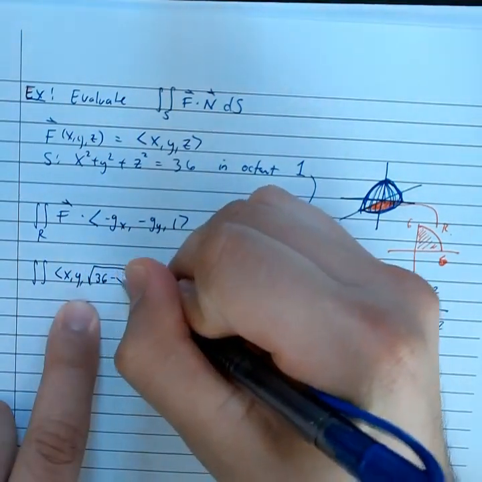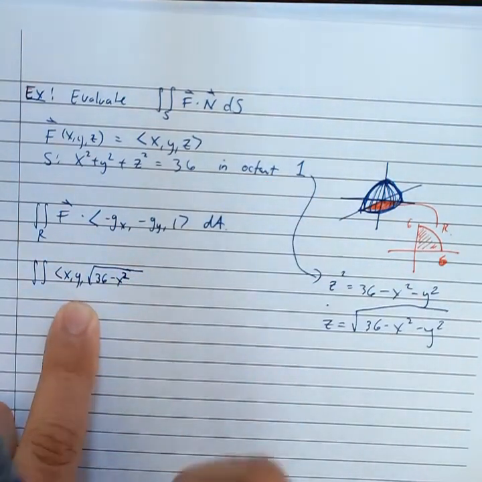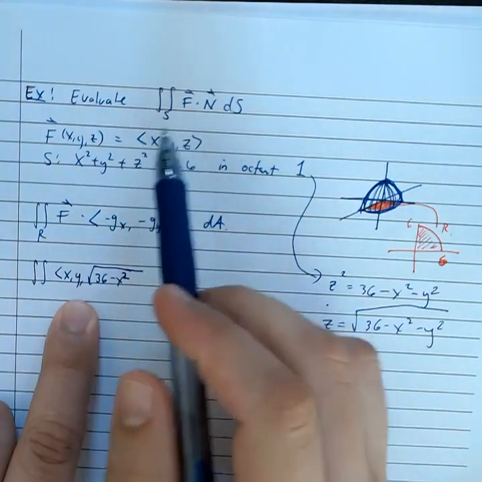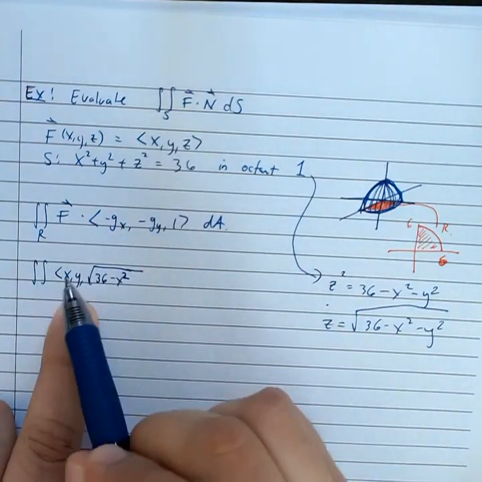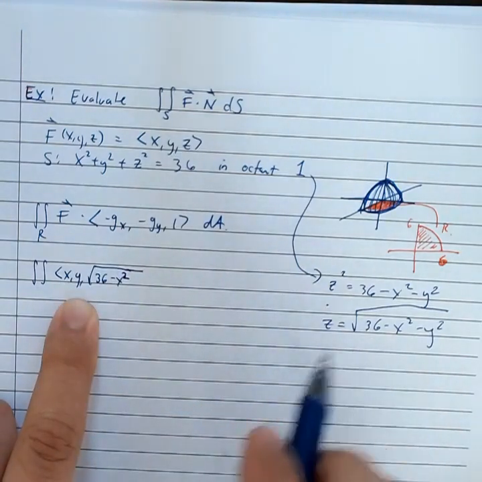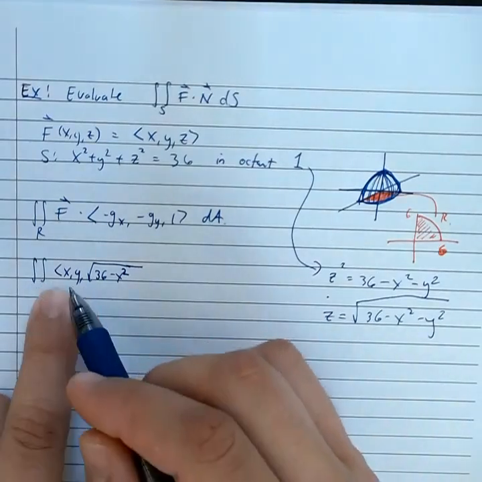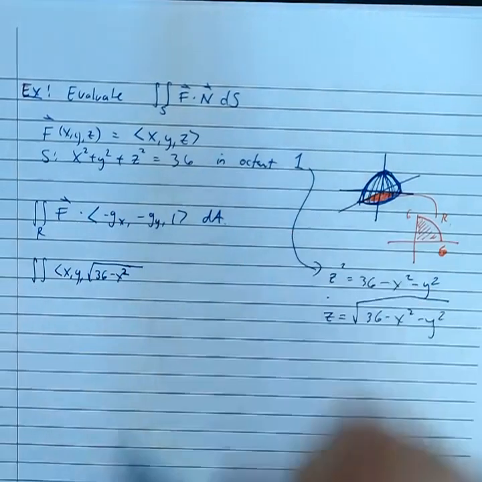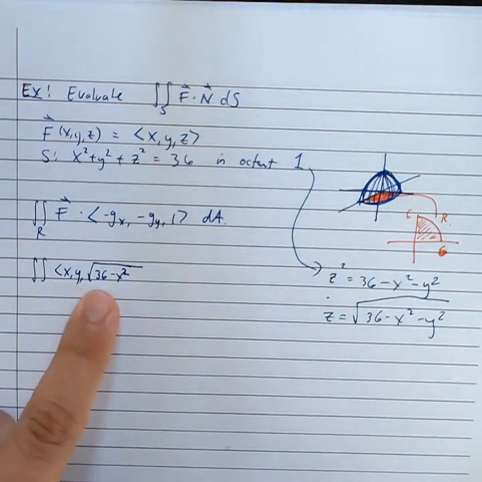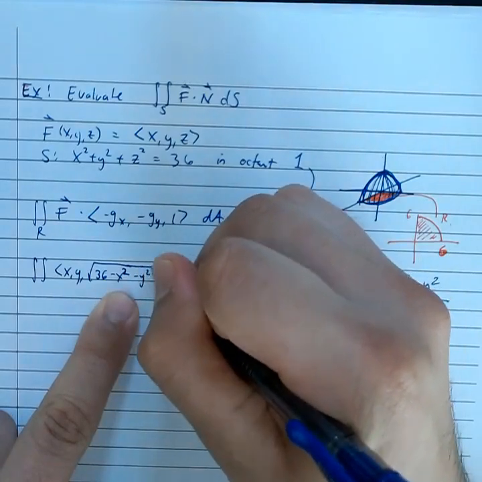This will be the single biggest mistake that people make in this section, and that's when they transform a surface integral, whether it be a flux integral or otherwise. When they transform a surface integral into a double integral, they will neglect to replace one of their variables. Remember, this is a double integral. You can't integrate three variables. So we have x comma y comma square root of 36 minus x squared minus y squared.